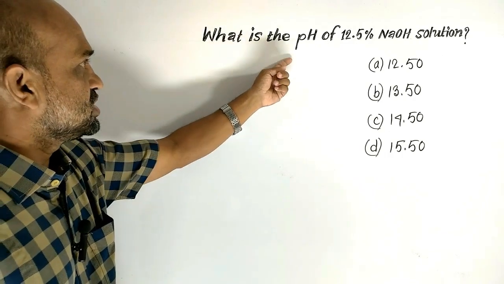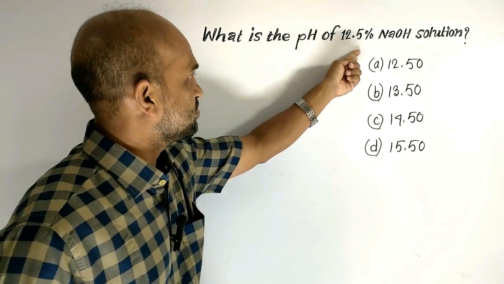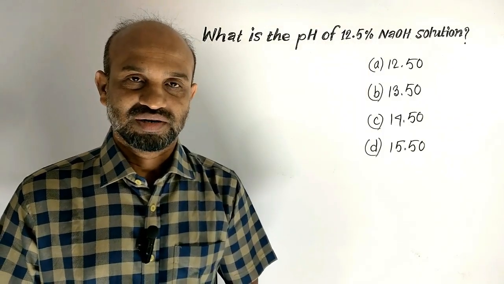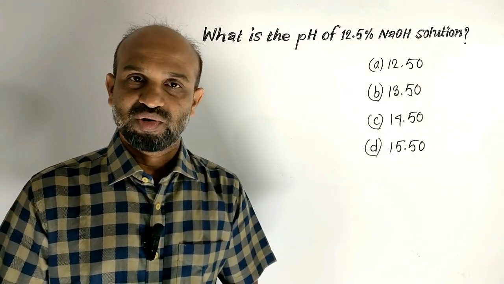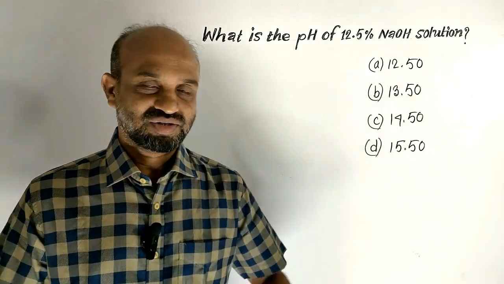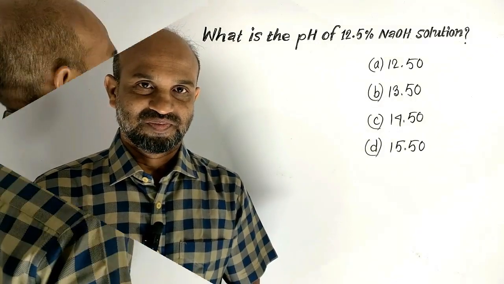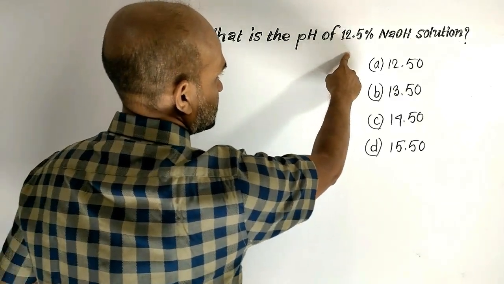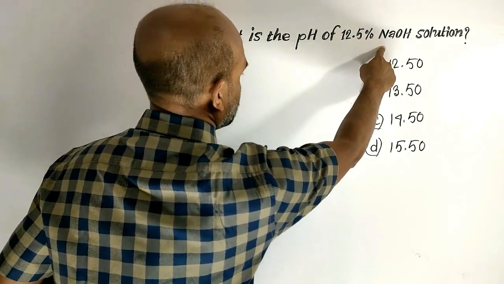What is the pH of 12.5% sodium hydroxide solution? pH of 12.5% sodium hydroxide solution. Let us try to find out. pH of 12.5% sodium hydroxide solution.